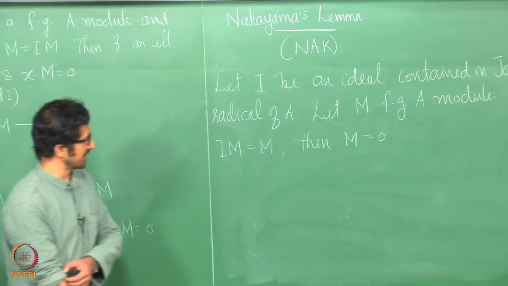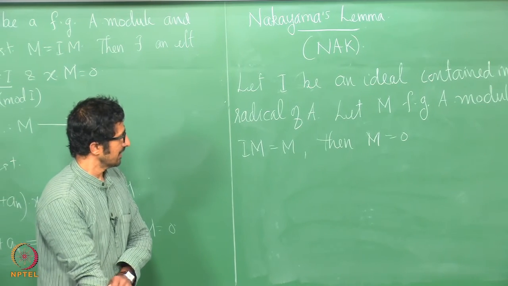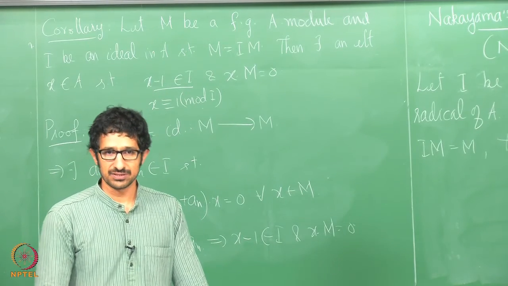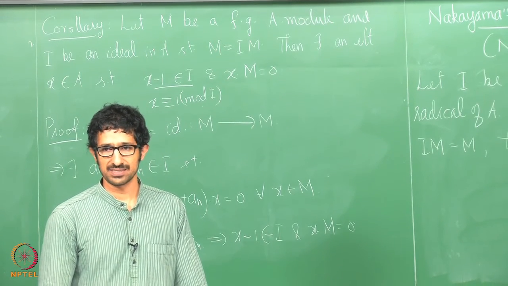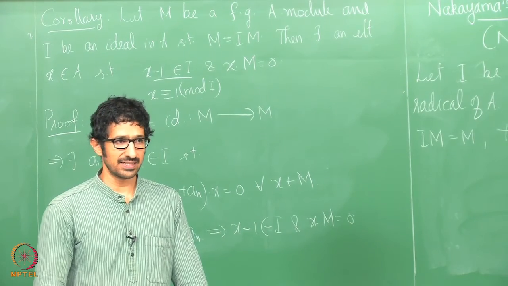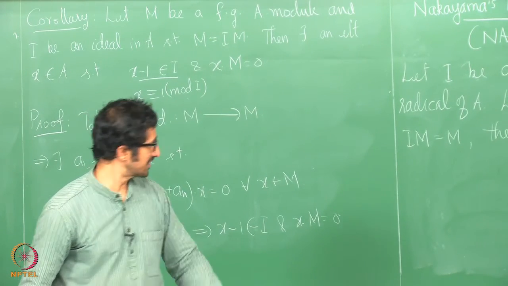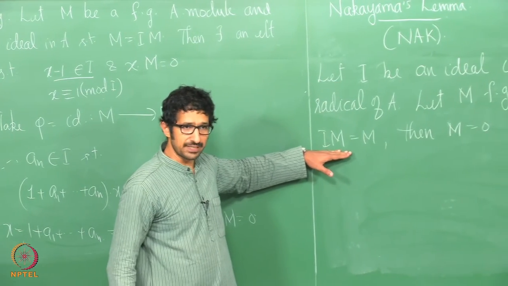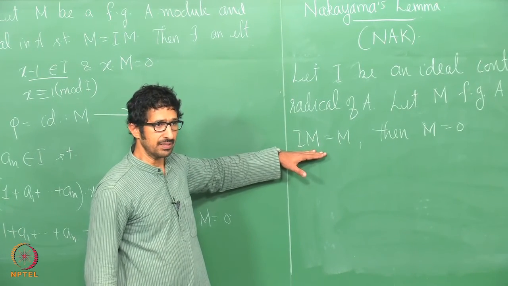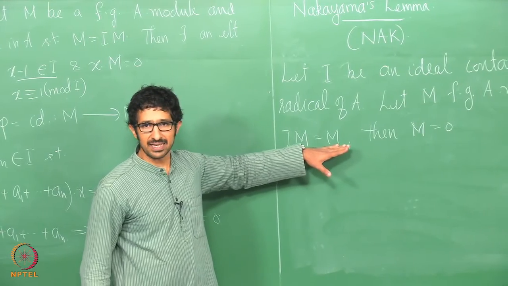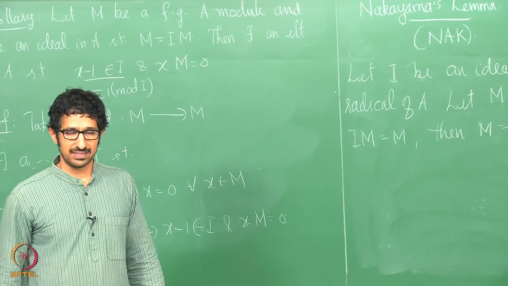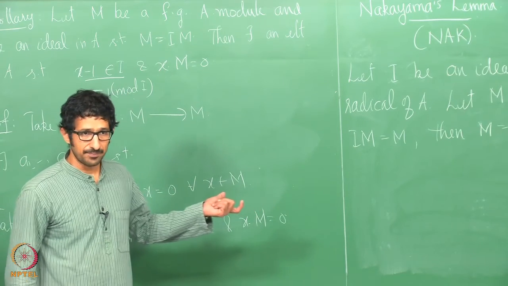Think of this situation in a local ring. Suppose you have a local ring, every ideal is contained in the Jacobson radical, because there is only one maximal ideal. So what it says is that in a local ring, if you take a non-zero module, then IM can never be equal to M. But this is not true in general.